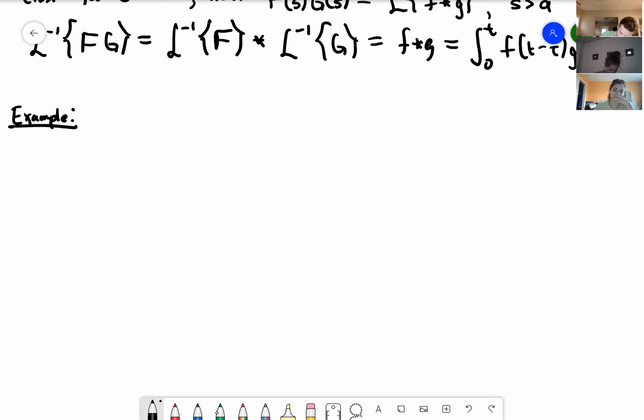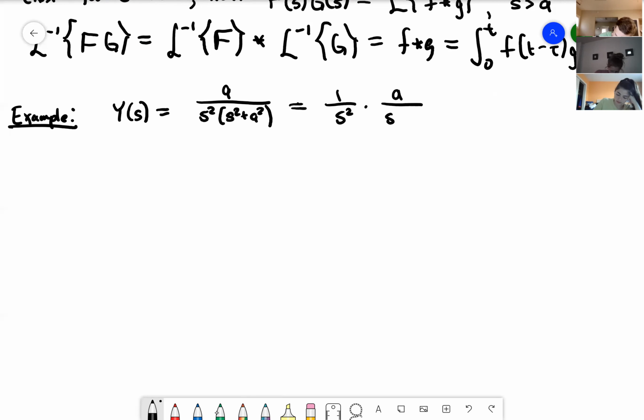Let's say this is an example. Let's say at the end of one of these problems that we've been trying to solve, we end up with Y of s equal to a over s squared times s squared plus a squared. This is very close to a form that we recognize. I had planned to do this as practice with partial fraction decomposition, but we're not going to do that. We're going to go straight into using convolution. So how can this be written? This can be written as 1 over s squared times a over s squared plus a squared.